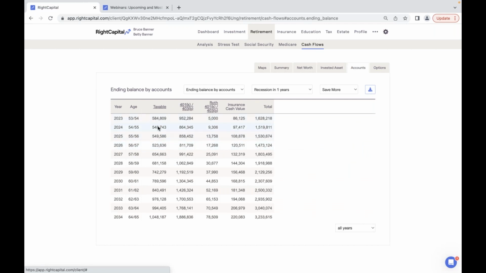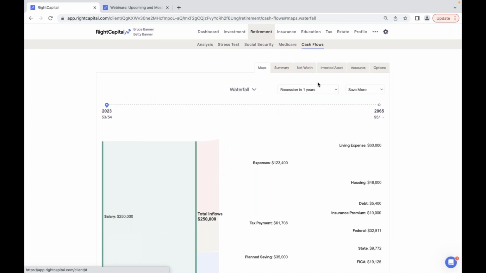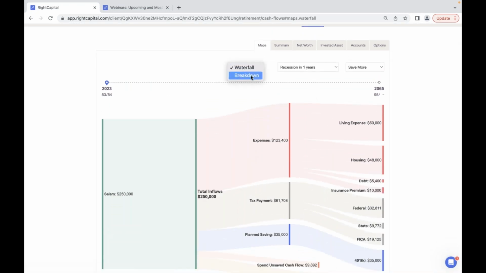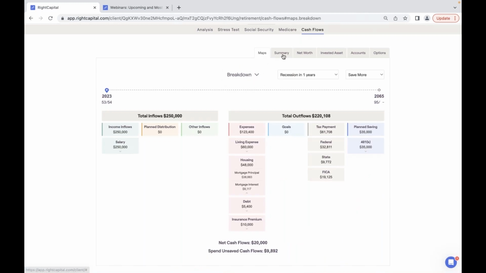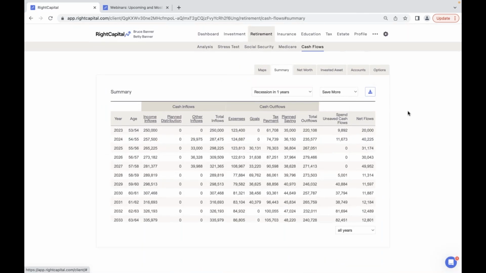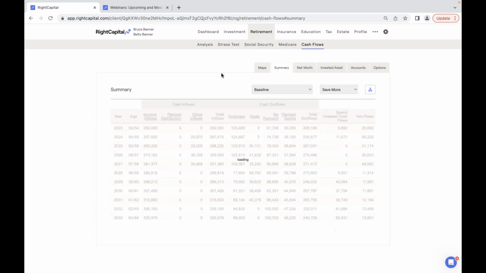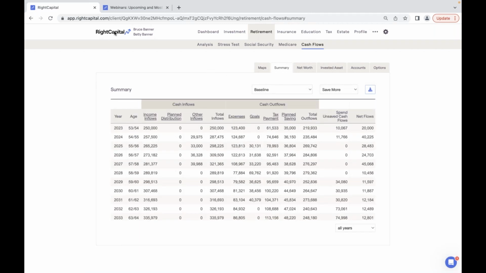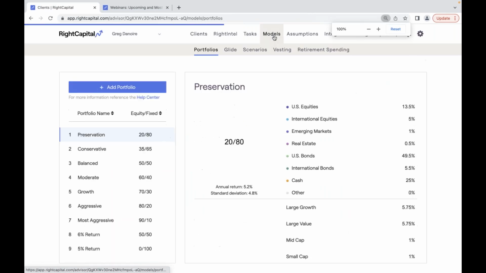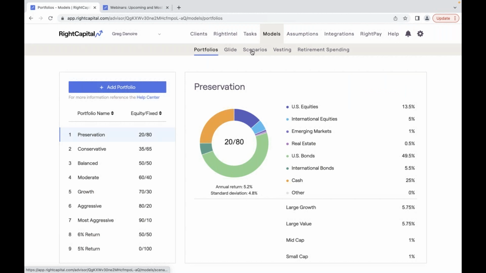Maybe our value goes down a little bit before it starts increasing again, and how that can essentially impact all the other areas of the client's life. So again, that can be visualized in everything from the waterfall graph to the breakdown table to the cash flow summary and beyond. So this is all just helpful information. And as a reminder, if you wanted to maybe build out like a historical return scenario or your own custom scenario, you can always do so in the advisor portal under the models tab at the top of the screen using the scenarios area.